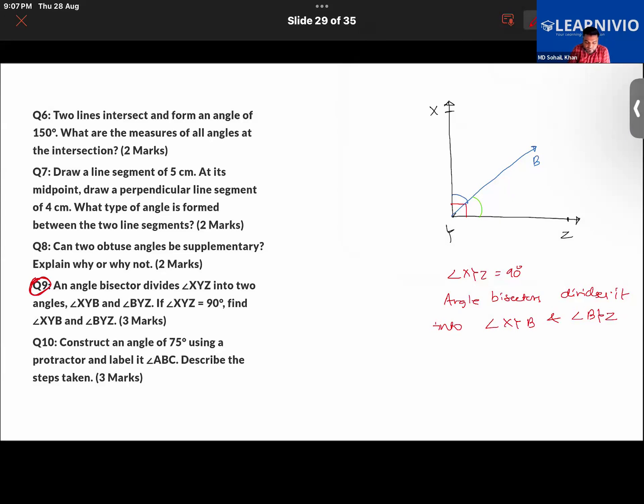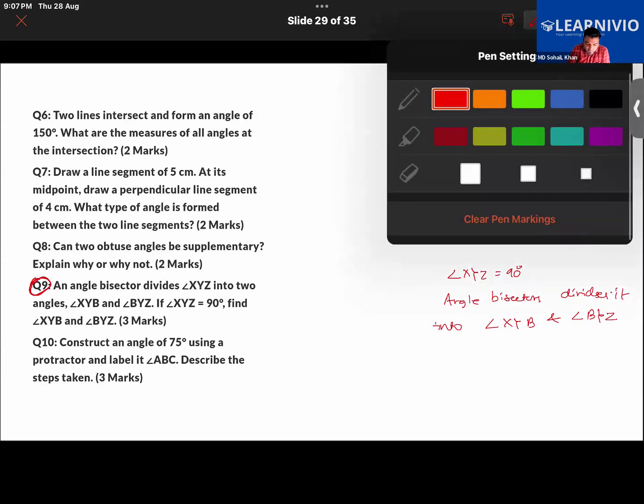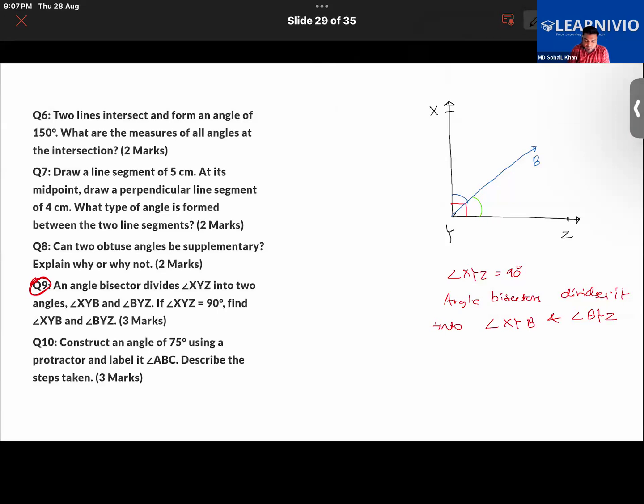So we have to draw it with pencil, right? Yeah, we should always draw with pencil only. Question number 9, this one right beside it. You have to draw an angle measuring 90 degrees. Then draw the angle bisector such that each angle measures 45 degrees.